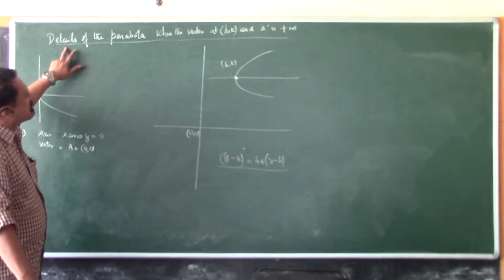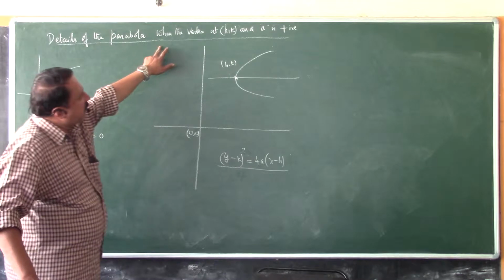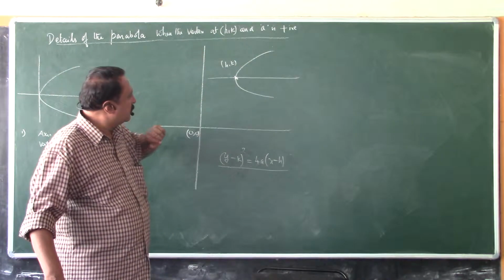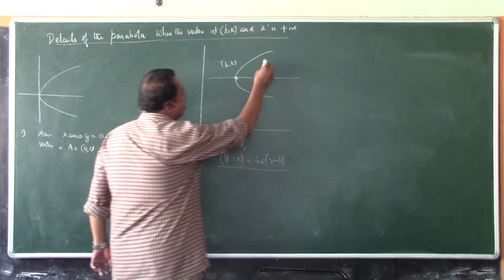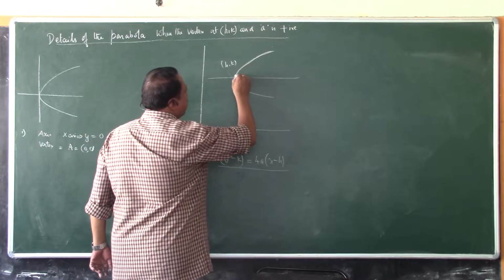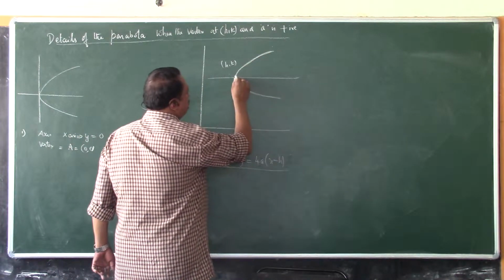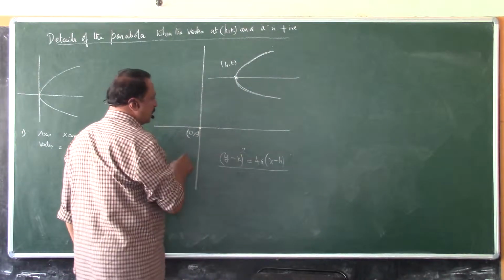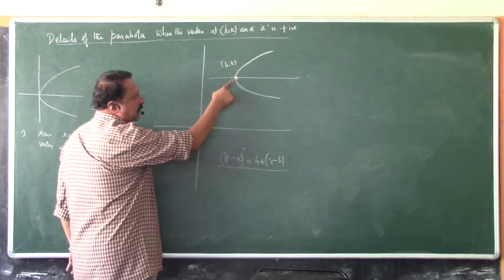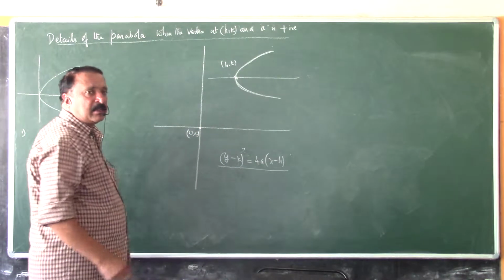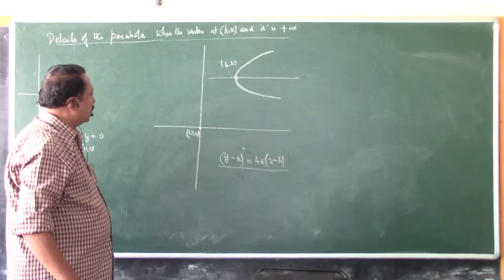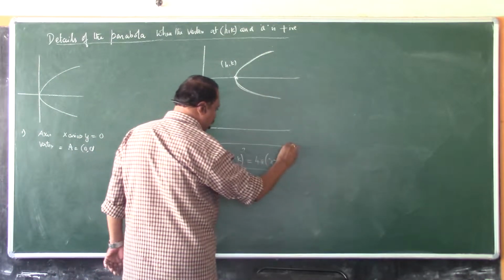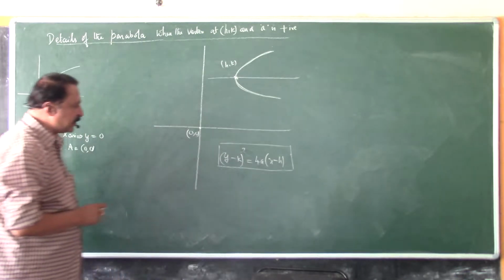Now let's see the details of the parabola when the vertex is at (h, k) and a is positive. So the parabola is taking a turn at the point (h, k), and this is the origin. Notice that the vertex is not at the origin, but it is at the point (h, k). Now the equation of this parabola is given as (y − k)² = 4a(x − h).